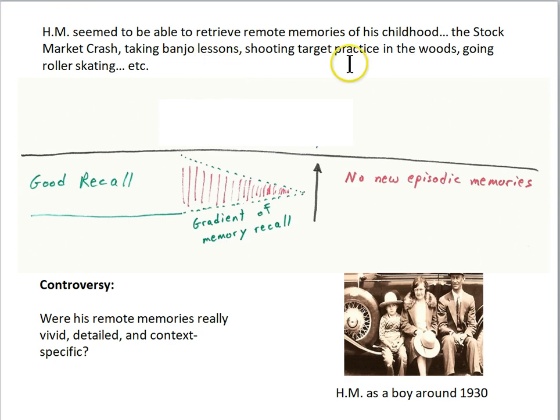So while it seemed that he was able to retrieve these episodic memories from long ago about the stock market crash and taking banjo lessons and shooting target practice in the woods, going roller skating, etc., these could also just be bits of his semantic memory, that he knew he enjoyed doing this type of thing. He didn't really ever remember in detail a particular time in the woods shooting, but he knew that he did that kind of thing. So that's the difference between having a vivid recollection, an episodic memory, versus a semantic version of that episode.